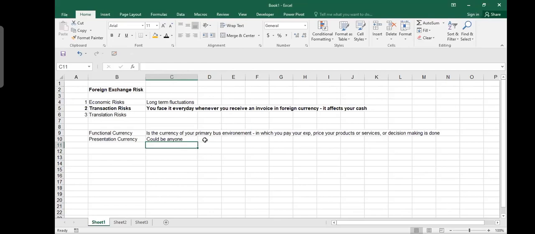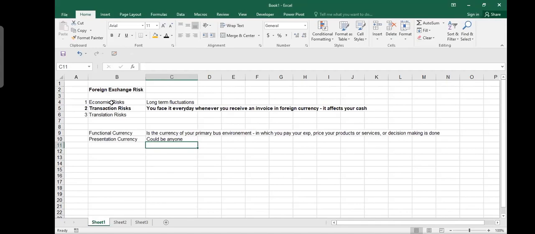Like you are a company in UAE, your functional currency would be dirham, but for presentation currency, maybe you make it Japanese yen. Maybe you decide to make it Indian rupee. Maybe euros, anything. So for presentation currency, there is no restriction at all, but functional currency has to be the currency of the primary environment. Am I clear until here? Yes, sir. Okay.